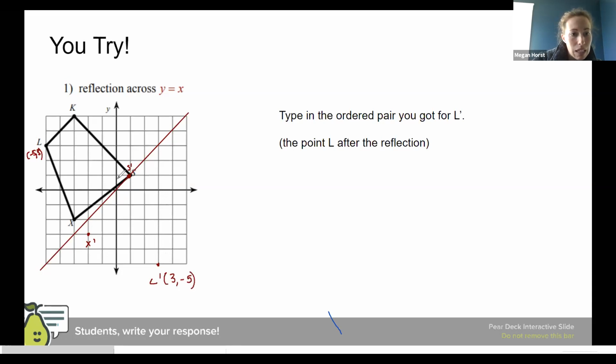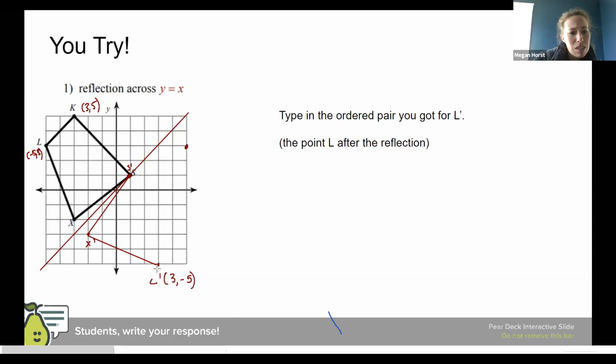And then K is at 1, 2, 3, 1, 2, 3, 4, 5. So K is at 3, 5. So it's going to be at 5, 3. 1, 2, 3, 4, 5, 1, 2, 3. All right, so this stayed the same. This guy goes down there. Notice that's a short distance. This is a much further distance.